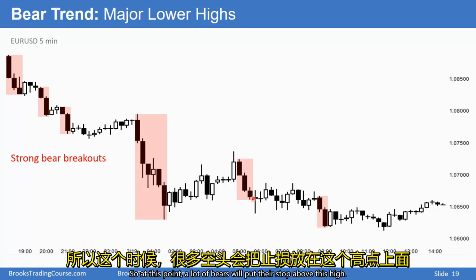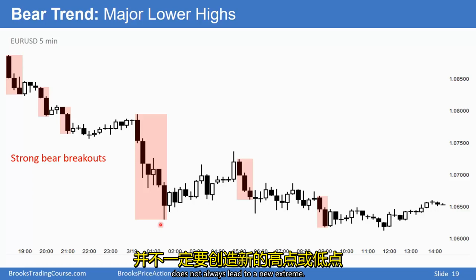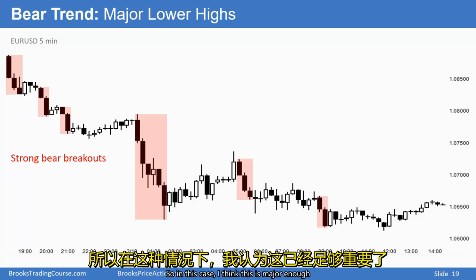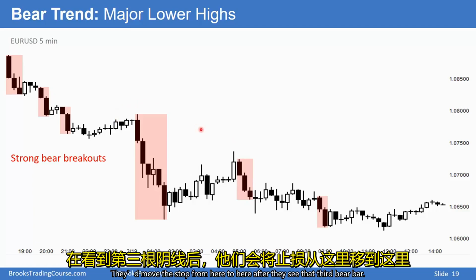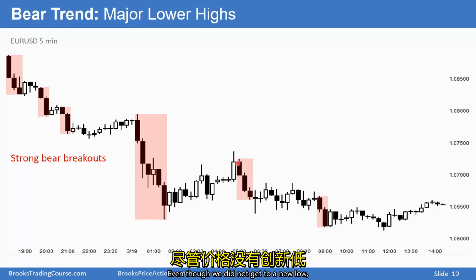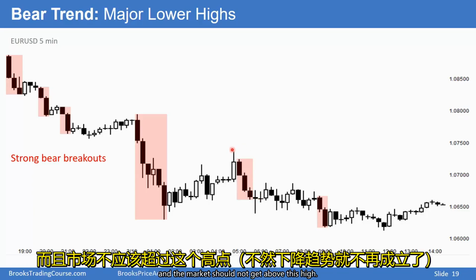So at this point, a lot of bears will put their stop above this high. Now, I said earlier that a major reversal like this does not always lead to a new extreme. So in this case, I think this is major enough so that bears would tighten their stops to here. They would move the stop from here to here after they see that third bear bar. Even though we did not get to a new low, it's a strong enough breakout to make bears tighten their stops, and the market should not get above this high.